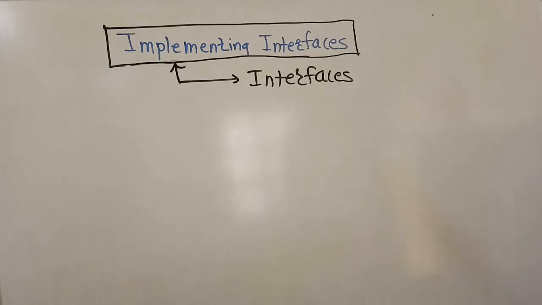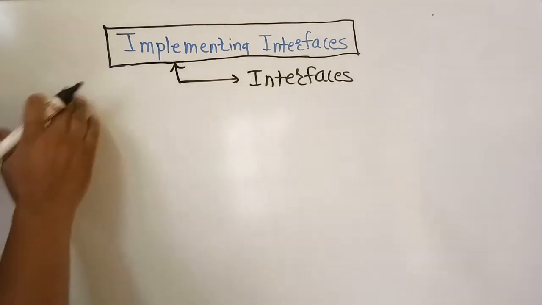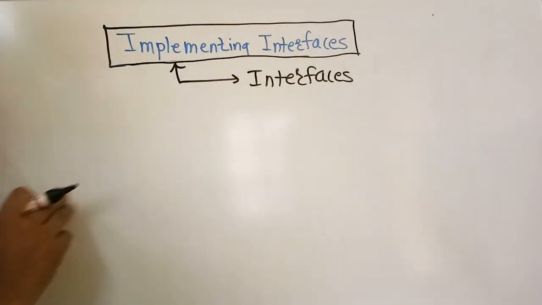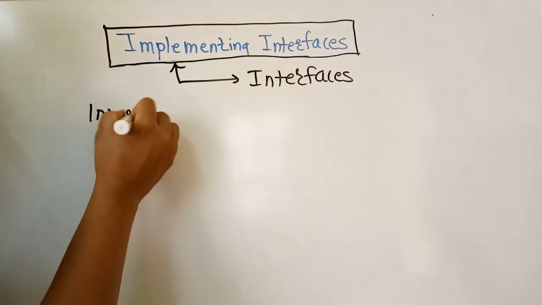Up till now, we have seen how to define an interface, how to extend an interface, and the basic mechanisms associated with the interface. Now it is time to actually implement the interfaces. What is the implementation? In the previous example, we saw the mechanism of extending one interface.